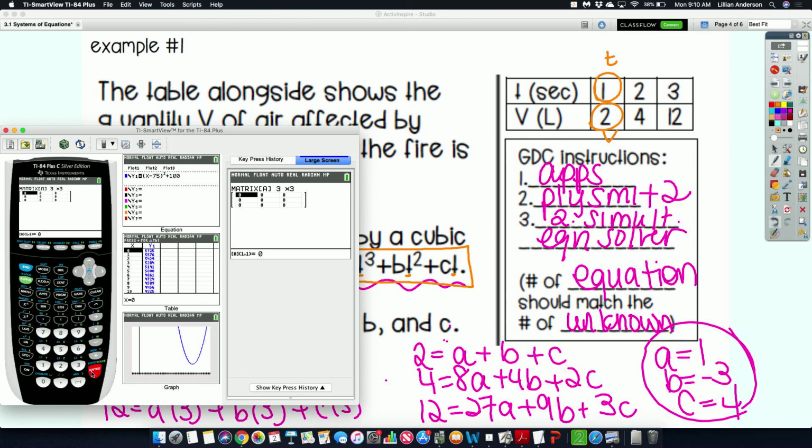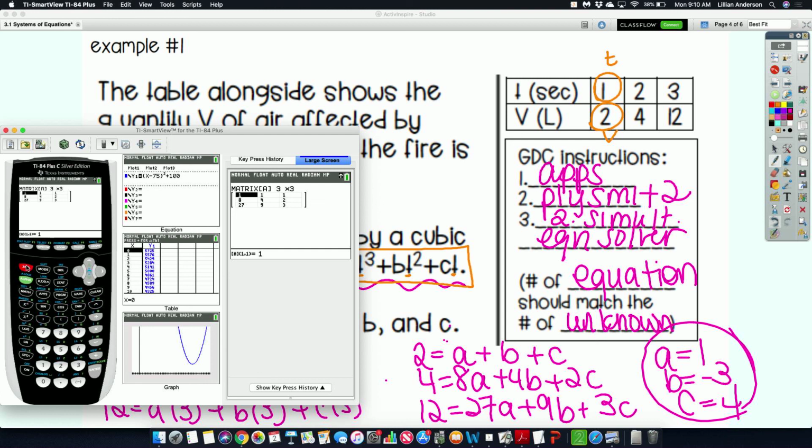You type in your coefficients. 1, 1, 1, 8, 4, 2, 27, 9, and 3. Now, I need to do another matrix for my 2, 4, and 12. How did I get to matrix? What buttons did I press?